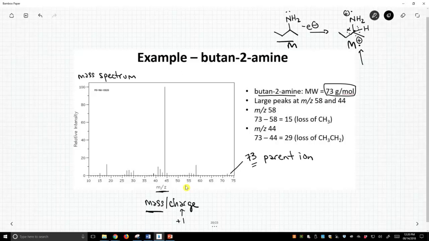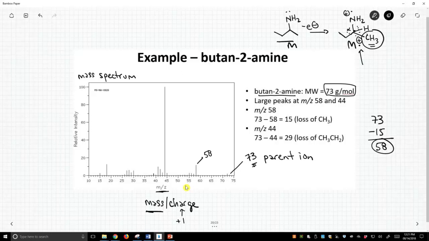So what's one thing we'll lose? Well, we can lose a CH3 group. And sure enough, 73 less a mass of 15 is 58. We have a peak at 58. That is our parent ion that loses a fragment. It loses a fragment that weighs 15. What else can we see?